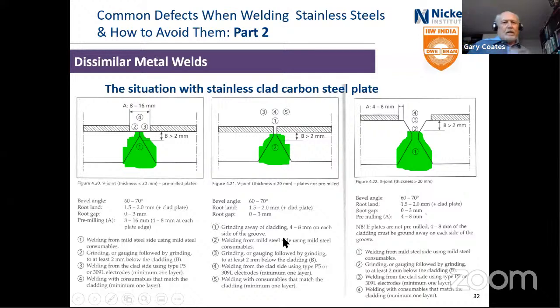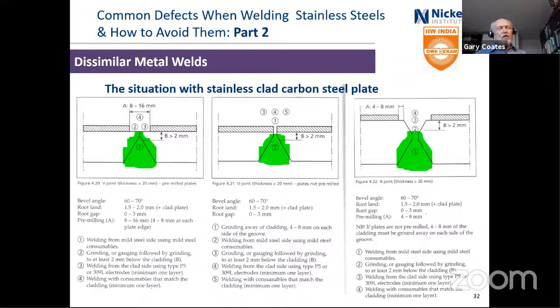So another type of dissimilar weld metal is when you're welding clad. And again, I could spend half an hour on this topic, because there are different ways of welding, and we're talking about here stainless steel clad onto carbon steel. So the stainless steel is typically 2 or 3 millimeter thick. The carbon steel is thicker. It could be anywhere from 10 millimeter to 50 millimeter thick.